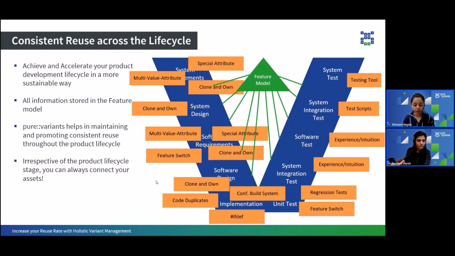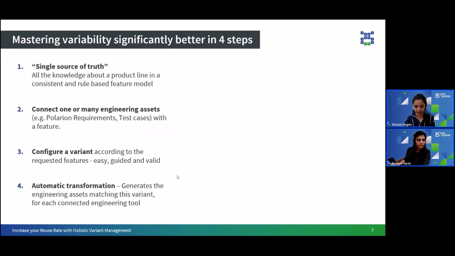Next, the last point that I would like to emphasize here is that the pure::variants tool, the variant management tool, provides a powerful solution for maintaining and promoting this consistent reuse, irrespective of where you are in your product life cycle stage. Because no matter what stage you're in, you can easily connect to it without any hassle. So this was about consistent reuse across the product life cycle. Now moving on to the next slide.